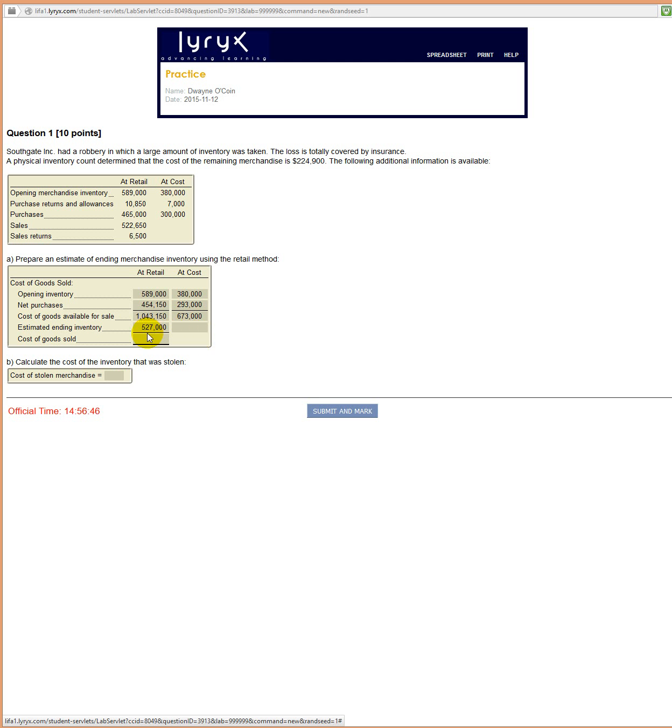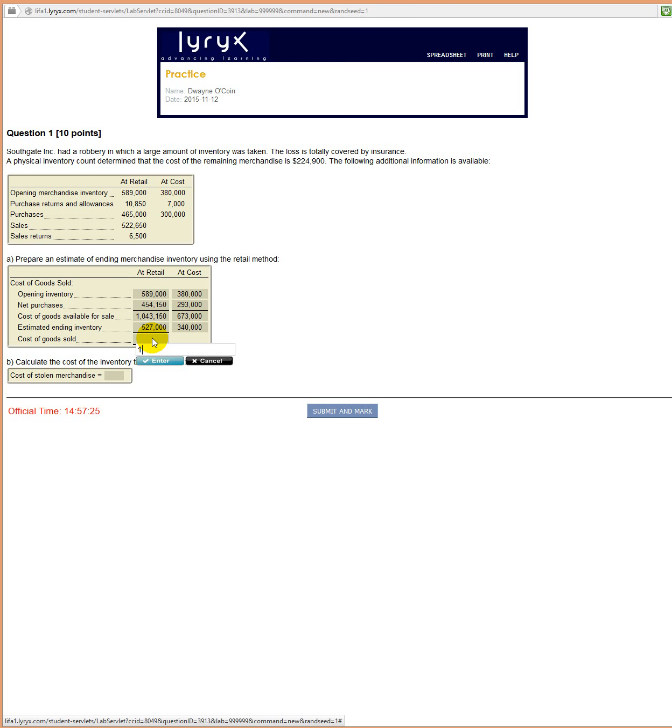Now the retail method says we take this 527 and we assume the same markup on all of the inventory would apply to the inventory that's estimated to be remaining at the end. So if we take 527,000 and we use the same ratio, 673,000 divided by 1,043,150, it tells us that we should have $340,000 of estimated ending inventory. And of course we don't. We only have $225,000. So we're missing some stuff, and that was what was stolen.